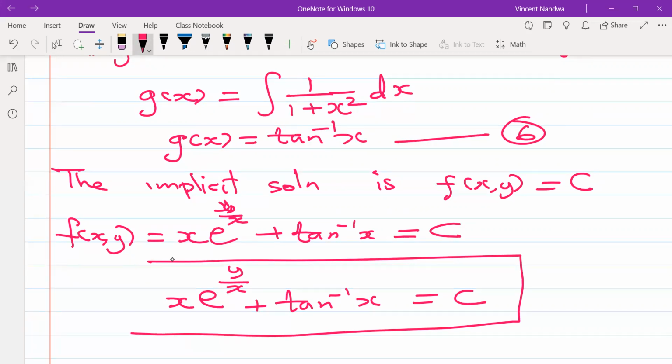So these questions require you to sharpen your integration skills so that you are able to integrate any function that you find on your way.